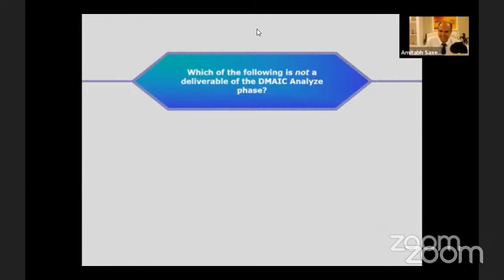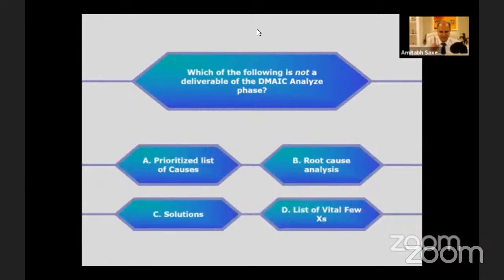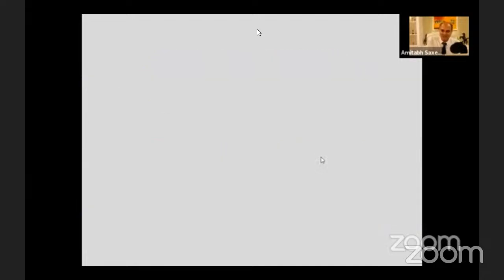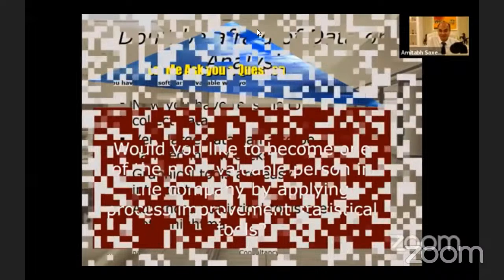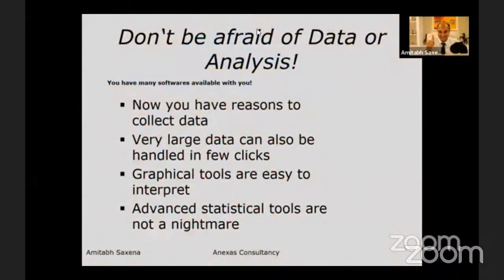Which of the following is not a deliverable of the DMAIC analyze phase? What does not come under the analyze phase? Right answer will give you $1 million. And yes, it is not in your analyze phase. Well, you have done it, and you have all the reasons now to collect the data and analyze the data.